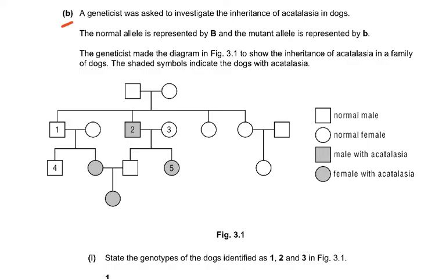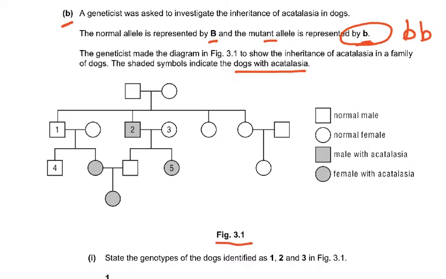B part of the question: a geneticist was asked to investigate the inheritance of acatalasia in dogs. The normal allele is represented by big B, and the mutant allele is represented by small b. The geneticist made the diagram in figure 3.1 to show the inheritance of acatalasia in a family of dogs. The shaded symbol indicates the dogs with acatalasia. So acatalasia happens when the dog is small b, small b, because it's a recessive disorder. That was in the question.